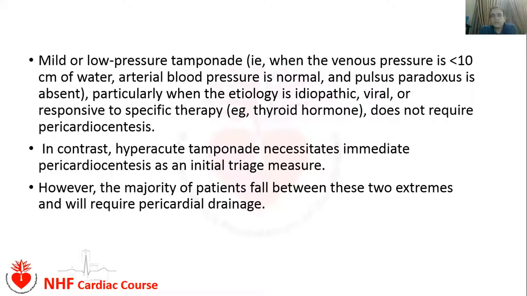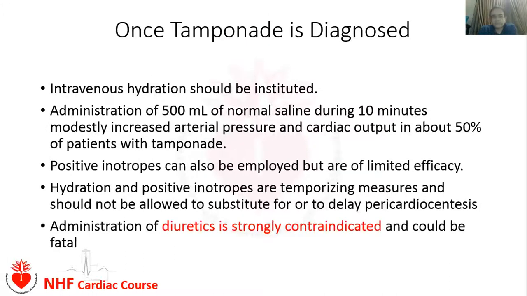In mild or low pressure tamponade, when the etiology is idiopathic, viral or responsive to specific therapy, it does not require pericardiocentesis. In contrast, hyperacute tamponade necessitates immediate pericardiocentesis as an initial triage measure. However, the majority of patients fall between these two extremes and will need to undergo drainage.